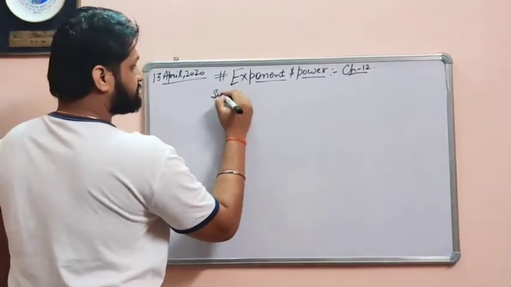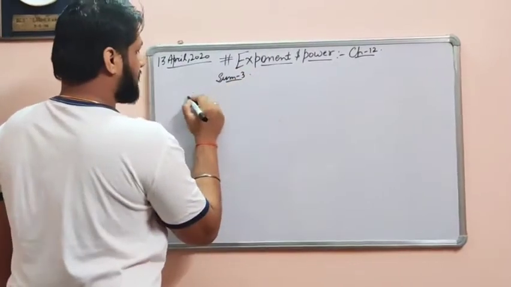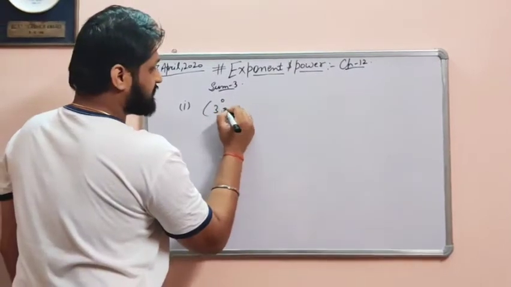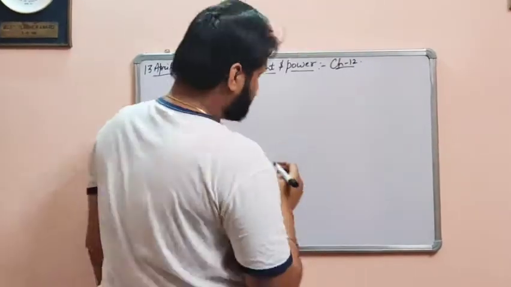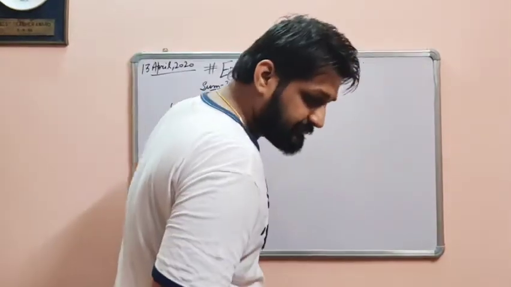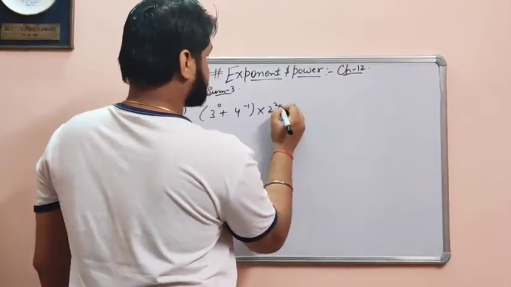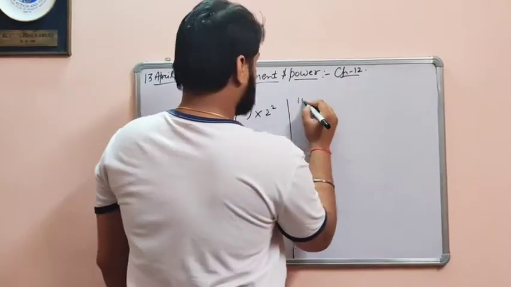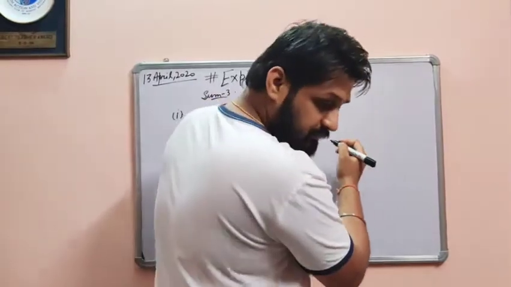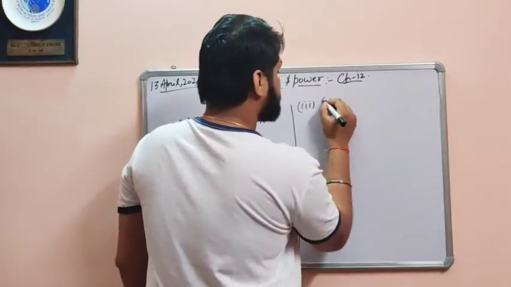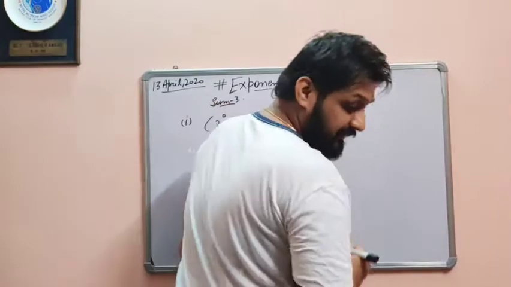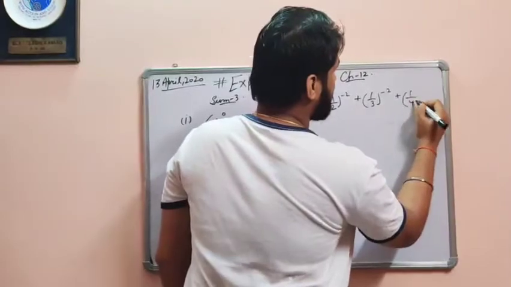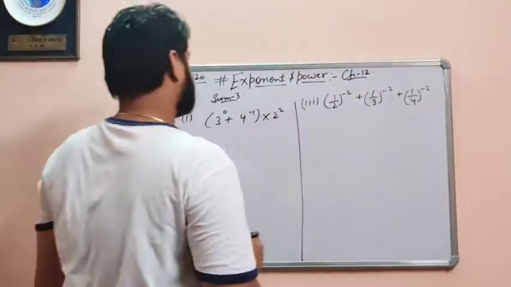Now some third, first part. 3 raised to the power 0 plus 4 raised to the power minus 1 multiply 2 square. And let's see one more part. This third part. 1 by 2 raised to the power minus 2 plus 1 by 3 raised to the power minus 2 plus 1 by 4 raised to the power minus 2.